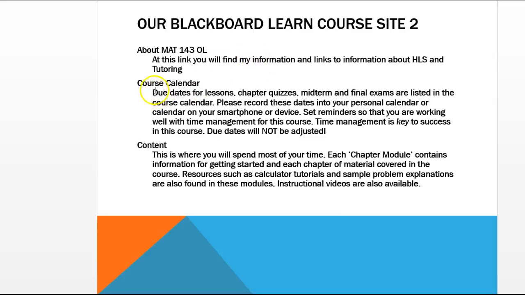There's a course calendar with the dates for lessons, chapter quizzes, and midterm and final exams. You want to print that out and make sure that you have that in a 3-ring binder. And you want to put those dates in your smartphone or device with reminders. Maybe you set a 2-day in advance warning to remind you to really work on this and get things done. I will not adjust due dates. So you just want to have your eyes open and make sure you have all the due dates down.